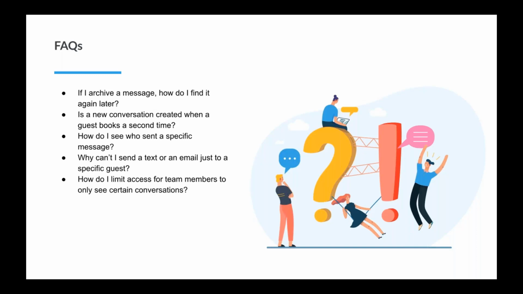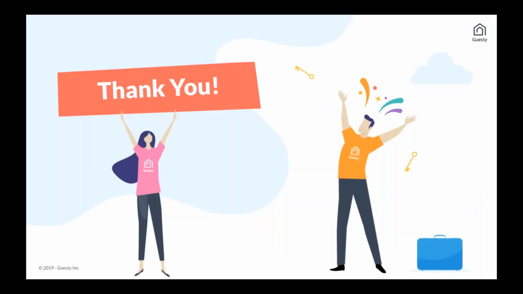How do I limit access for team members to only see certain conversations? Using a listing level permission, you can make sure each of your team members only sees the conversations that they should have access to. And that's it.